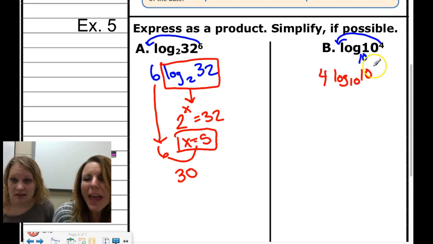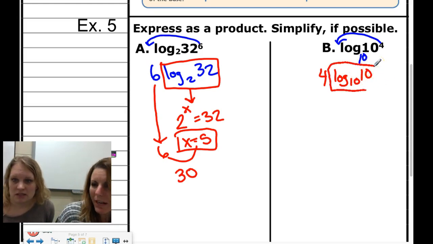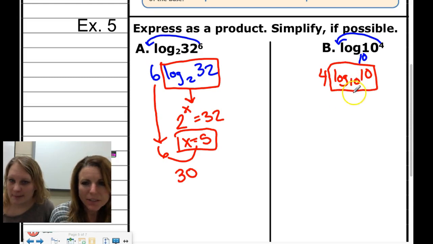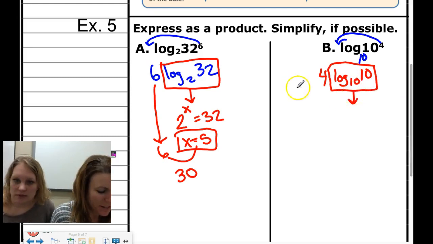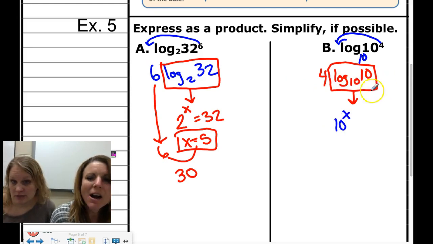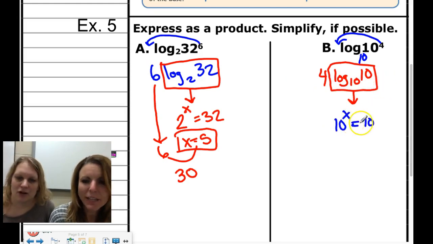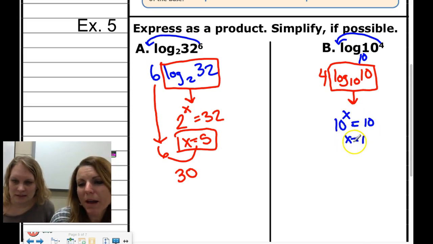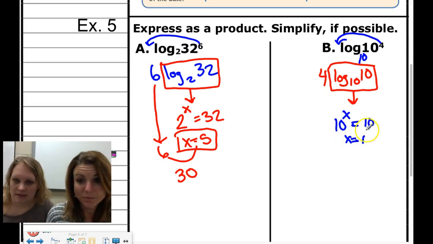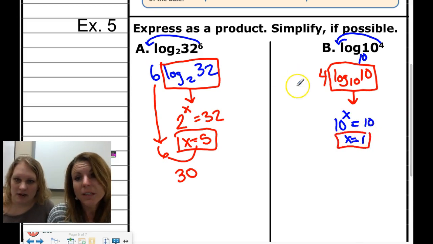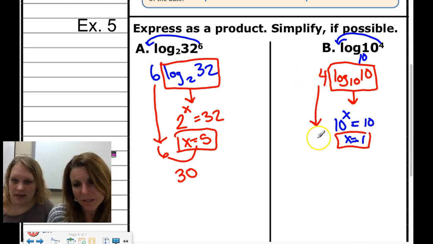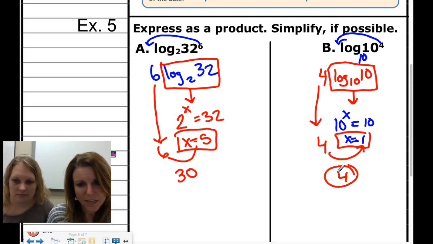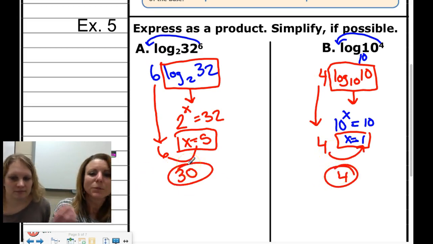You don't have to write that little 10, but if you want, you can. I like it so that I remember. Because now I know 10 is my base. 10 to the x equals 10. Well, x is just 1. So should we put that in the red box? Yep, I'm going to put that in a red box. Then I need to bring down my 4, and I have to do 4 times 1, which is equal to 4. Perfect. We have it.